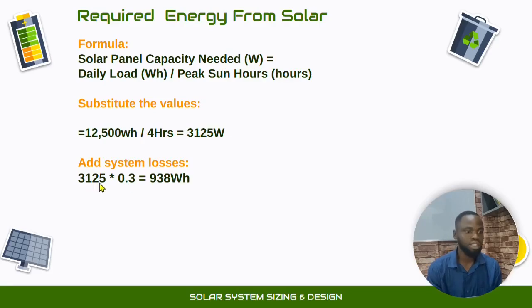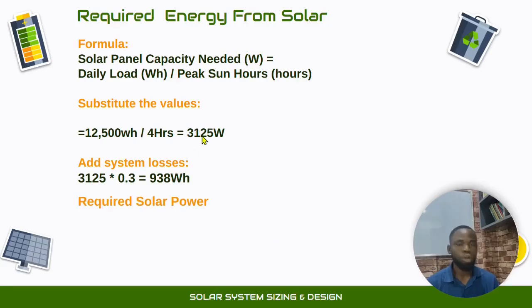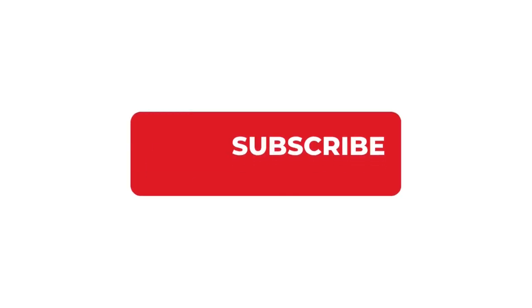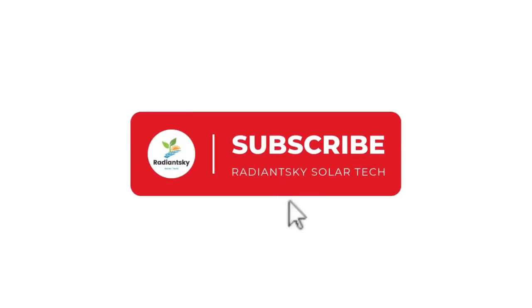So if we substitute this 0.3% to this figure, we are having 938 watt hour. Okay, so in our system loss, we are going to add it. If you add this system loss to it, this is the required energy you need. So under perfect condition, this is the solar energy you need to produce to be able to take care of this system design, to make sure that this design is working perfectly.